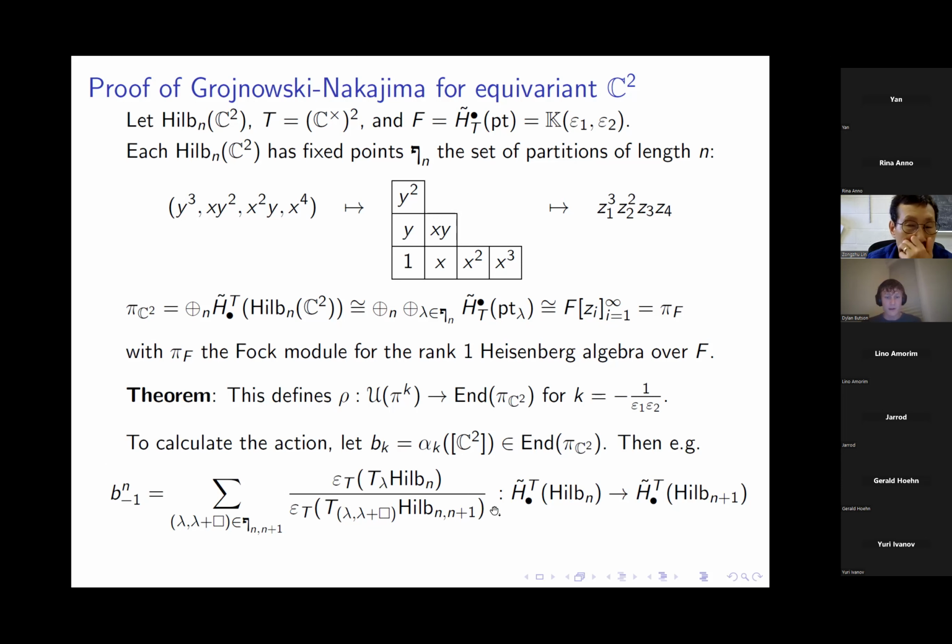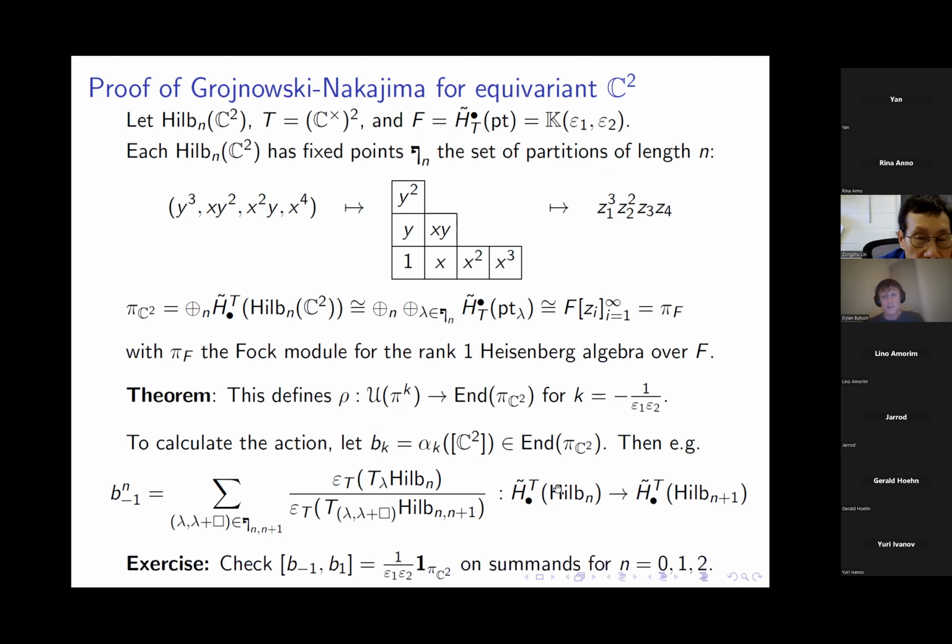You can identify them with the following kind of concrete expression in terms of some polynomials and equivariant parameters. And using this expression, it's kind of a fun exercise to check by hand for low values of n that you have this commutation relation, that the modes b minus 1 and b plus 1 commute to give you the identity times this 1 over epsilon 1 epsilon 2 factor. And again, this factor will show up as the sort of equivariant volume of C2, or the equivariant Euler class of the tangent space at the origin.